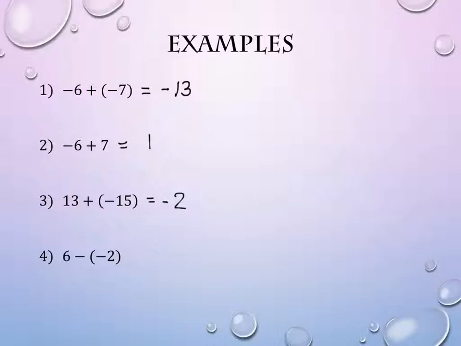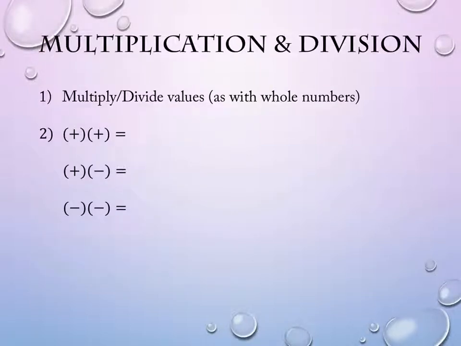Number 4, what do you see happen on that one? I have a minus a negative, right? So I have 6 plus 2 if I adjust that. And then, of course, 6 plus 2 would be 8. Excellent. Any questions on those? Okay, well done.